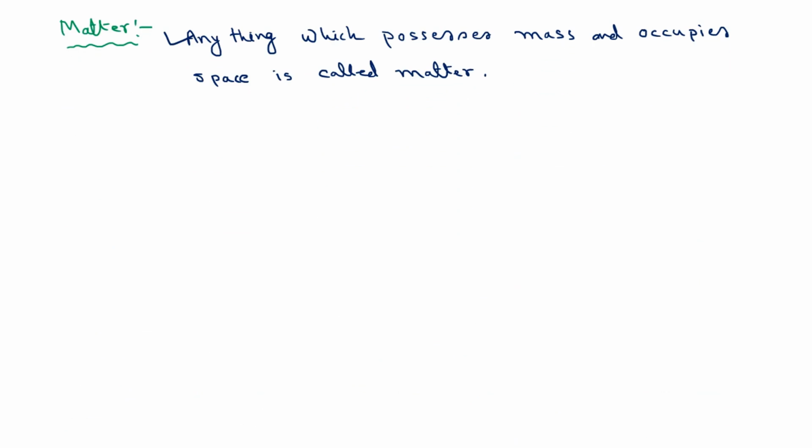So what is matter? The definition says that any object which has mass and occupies space, then we can say this is a matter. Suppose I am taking an object, and if the object has some mass and occupies some space, then we can say that the object is a matter.